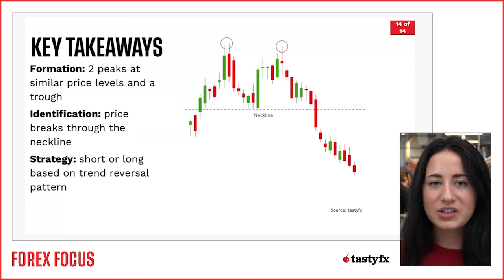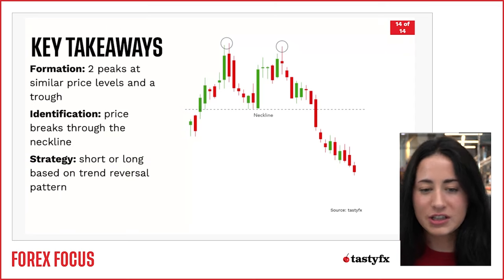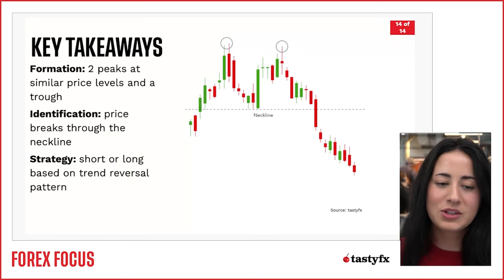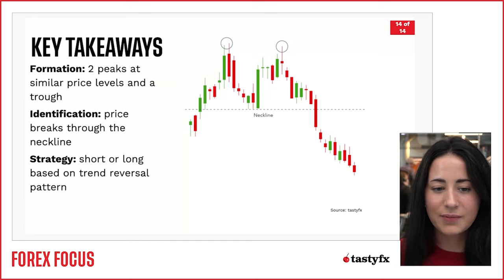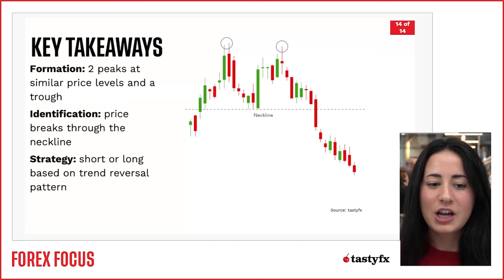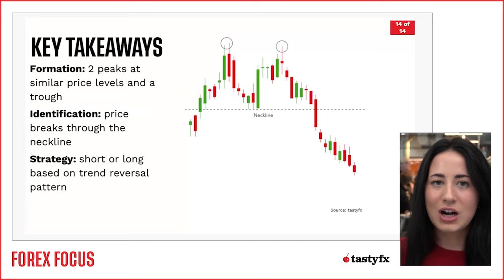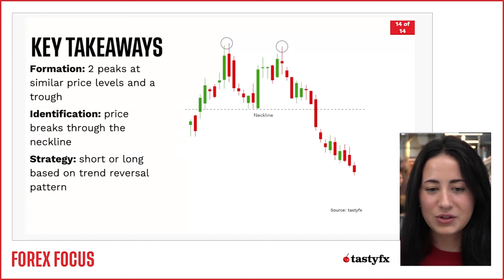So here's a few key takeaways from today. The first part is the formation of this chart. The double top pattern includes two peaks at similar price levels and a trough in the center. For identification purposes, we like to look for the price breaking through the neckline. And then as for strategy, shorting or longing this position typically is based on a trend reversal pattern.